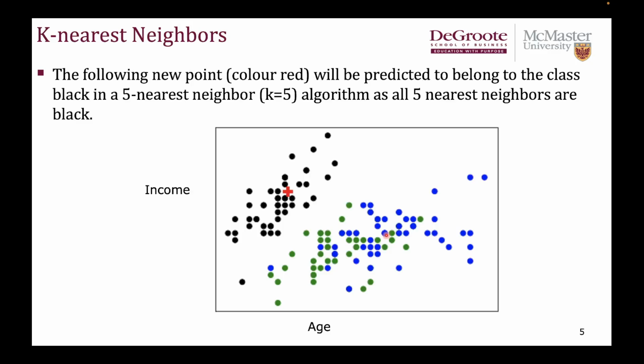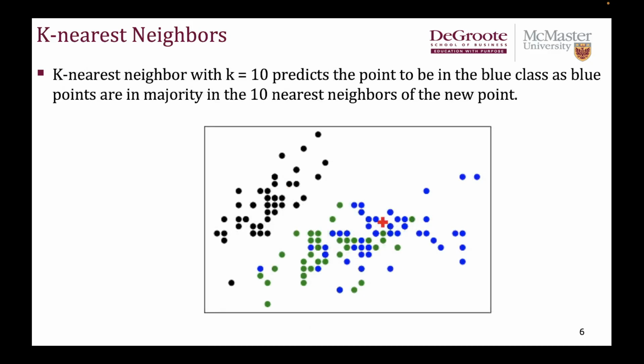Oh, sorry, the other way around. Green is office workers, and blue is manager. Anyways, if you have a location here represented by the red cross, and it turns out 8 of those neighbors are managers, 2 of those neighbors are office workers. So what would you predict? If an individual is located here in terms of age and income, 8 closest neighbors are managers, and two neighbors are office workers. So what would you predict as the profession of that individual?